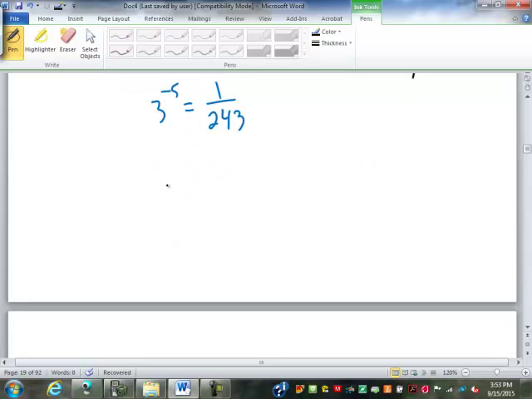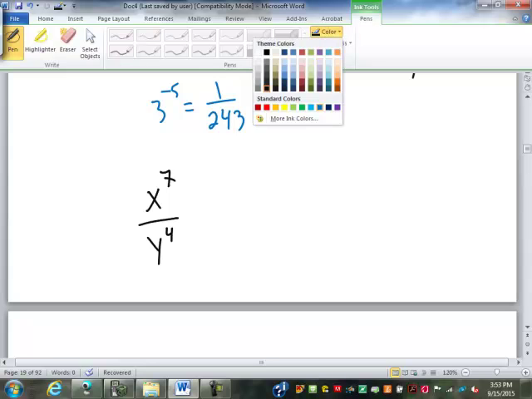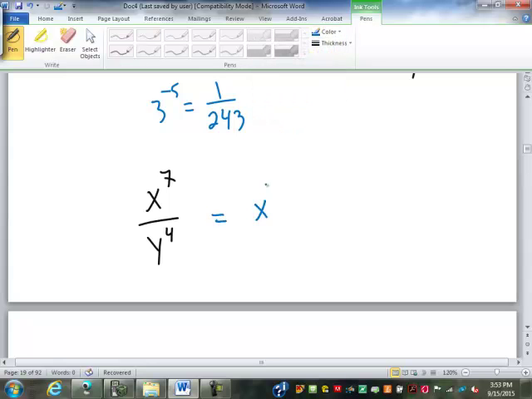Likewise, I had that example, x to the 7th over y to the 4th. I could leave it like that. That's just fine. If I wanted to express it without the fraction, I could do this. That's x to the 7th and y to the negative 4. Well, how did I get y to the negative 4? Because y to the negative 4 is 1 over y to the 4th. Which is what we had down here.